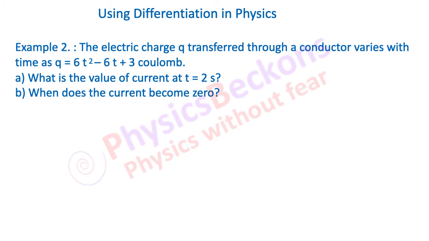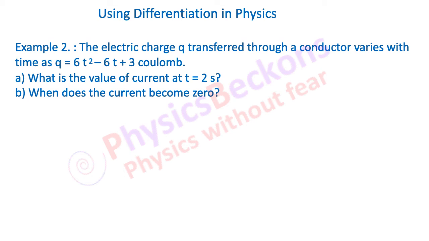Another example: the electric charge q transferred through a conductor varies with time as q equal to 6t square minus 6t plus 3 coulomb. What is the value of current at 2 seconds? When does the current become 0?